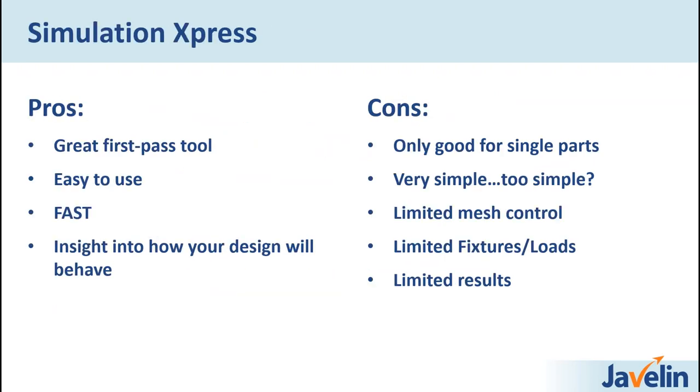So, SimulationXpress. Well, it is quick, it's fast, it's easy to use, and it's going to give you some rough information on how your design will behave. But it is limited. It's only good for single parts. If you're just designing simple metal parts, you can get some decent insight out of this, but it is extremely simplified. You have very few restraints you can add. You have very few loads that you can add. We have very limited control over the mesh, and we have very limited control over the results. You're pretty much limited to safety factors, stress, and displacement.